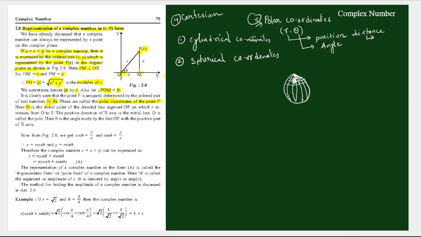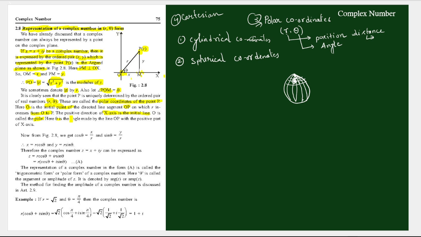Now here O is the initial point of the directed line segment OP, on which r increases from O to P. From O it goes up to P, increasing from O to P. So the positive direction of the x-axis is the initial line. This is the reference angle line, this is your initial line. O is called the pole, the origin.